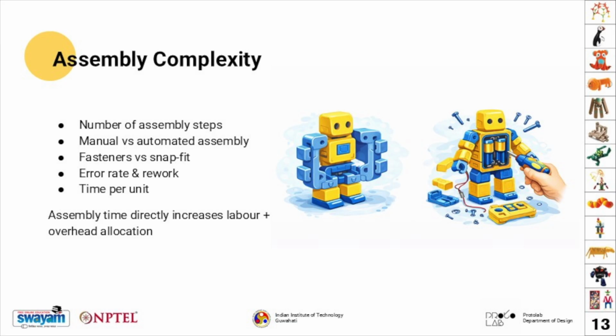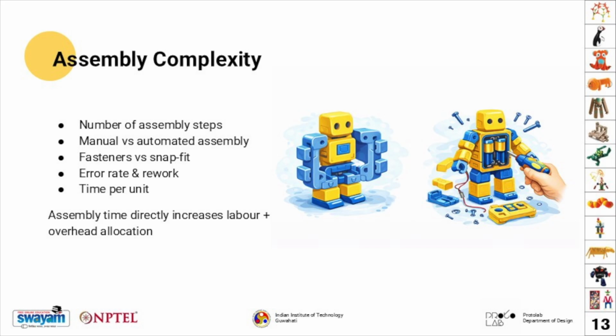Manual assembly versus automation is another decision point. If the design allows automated insertion or robotic handling, labor cost decreases, but tooling and equipment investment increases. If the design requires delicate manual alignment, automation may not be possible, keeping labor cost high.